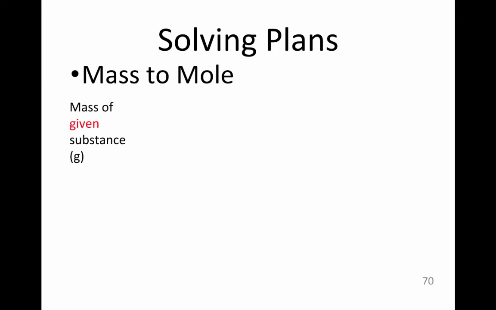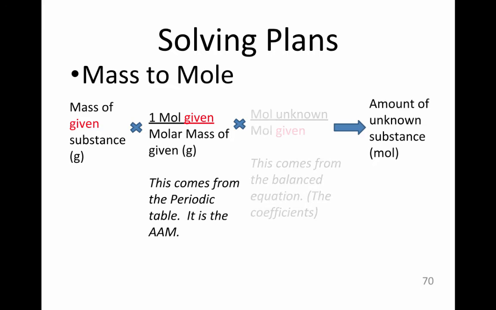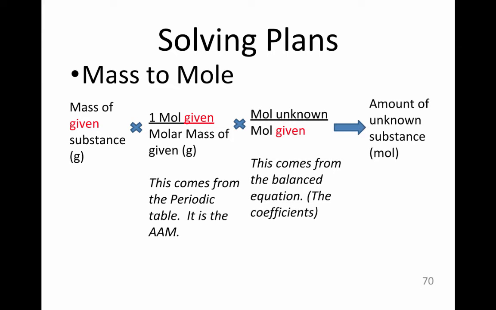Mass to mole, start with the given mass in grams times the molar mass of the given, right? And notice it's a mole per gram. It's just written upside down. Times, I'm sorry about that, times the mole of the unknown to the mole of the given. That comes from your balanced chemical equation, the coefficients again. And that will give you the amount of the unknown substance in moles.